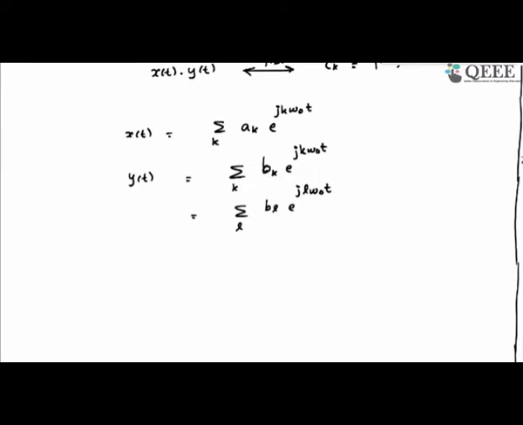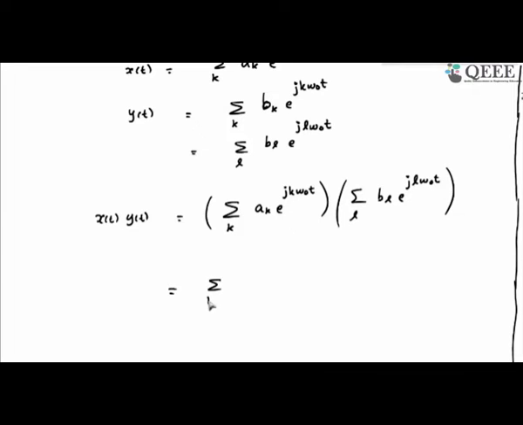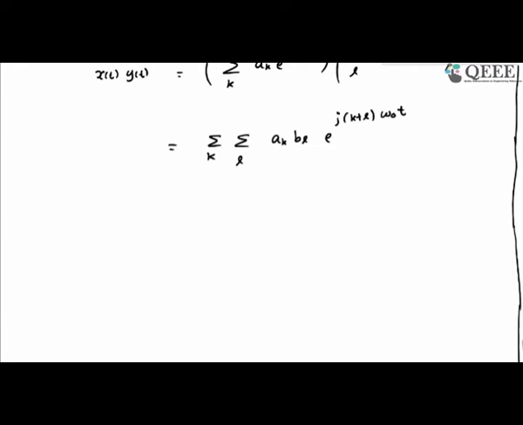Because I am going to take a product now, x of t times y of t is nothing but the sum over k of a_k e^(jk omega naught t) multiplied with the sum over l of b_l e^(jl omega naught t). That is the sum over k, sum over l, of a_k b_l e^(j(k+l) omega naught t). Now I am going to introduce a new variable, a change of variables.